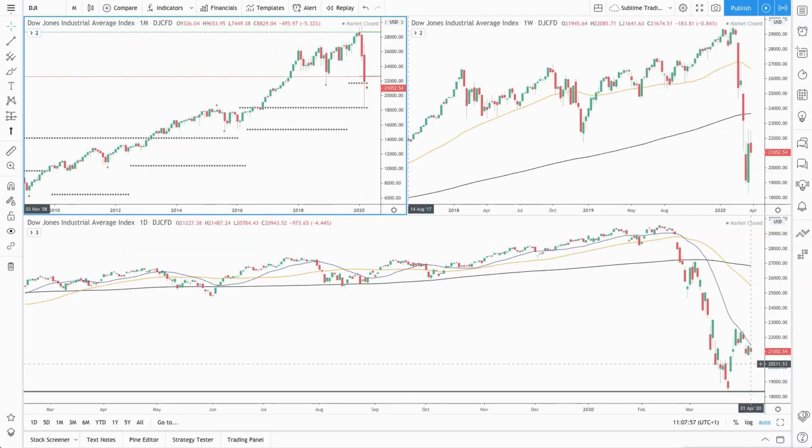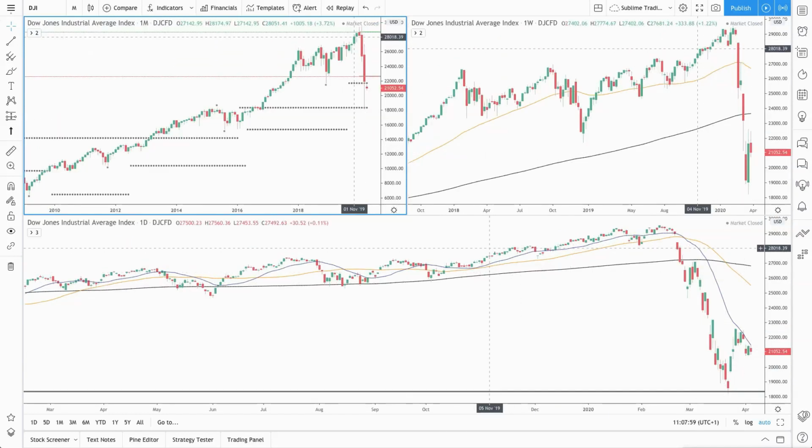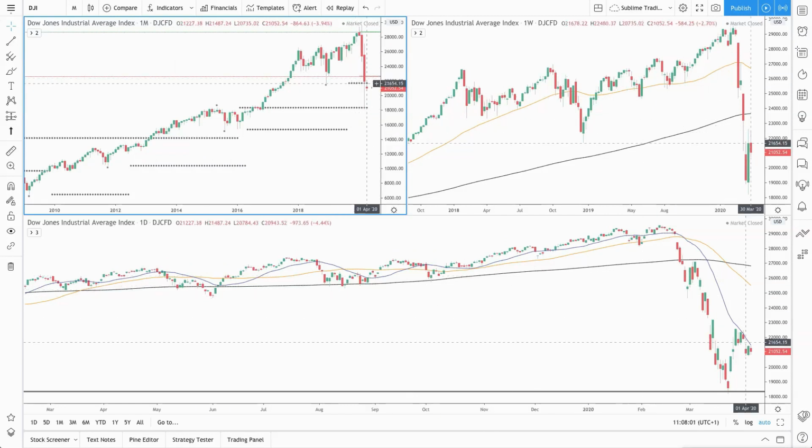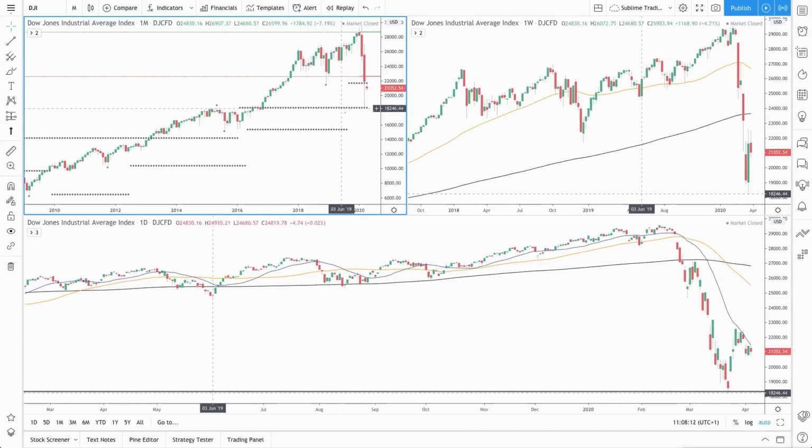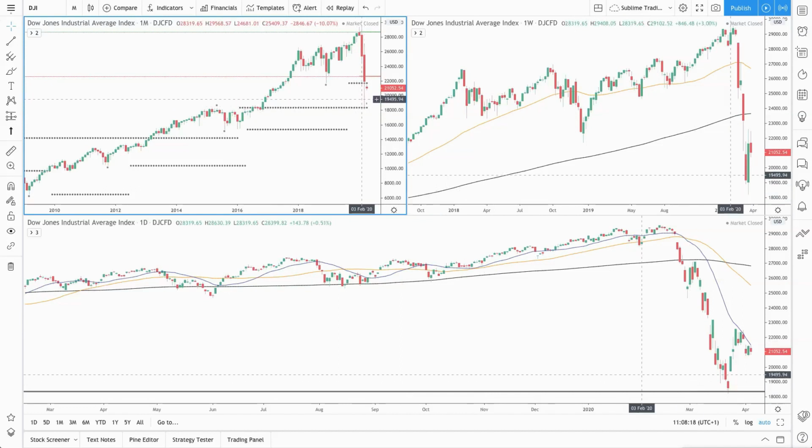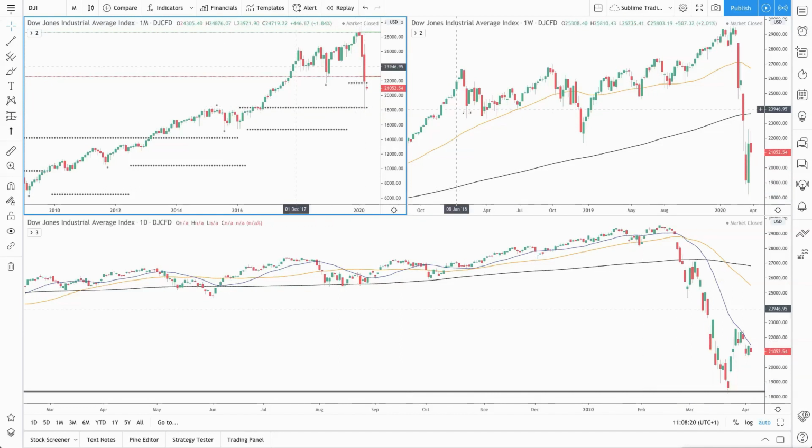Okay, let's move into the US indices, starting with the Dow Jones. On the monthly, we can see that price in the month of March closed above the low of December 2018. So far in April, price is trading below that level. So potentially we could see further weakness back towards this support level, which is the high of May 2015. We've also got the 20,000 round number as well for price to deal with.